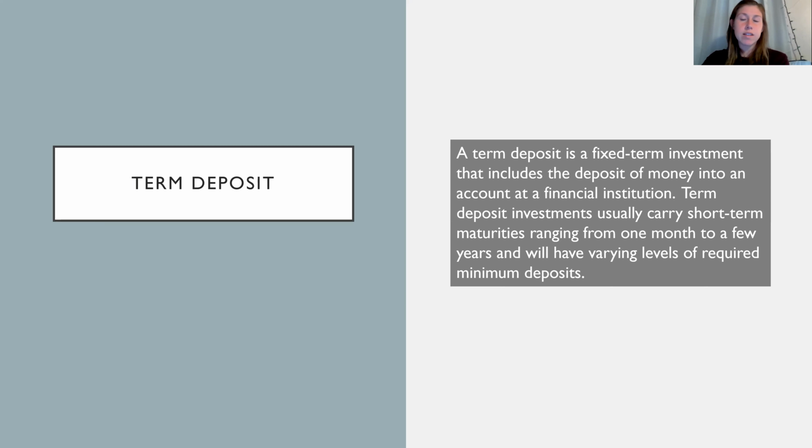A term deposit is a fixed-term investment that includes the deposit of money into an account at a financial institution. Term deposit investments usually carry short-term maturities ranging from 1 month to a few years and will have varying levels of required minimum deposits. That is just a little background of what my project is about, what the data set is about.